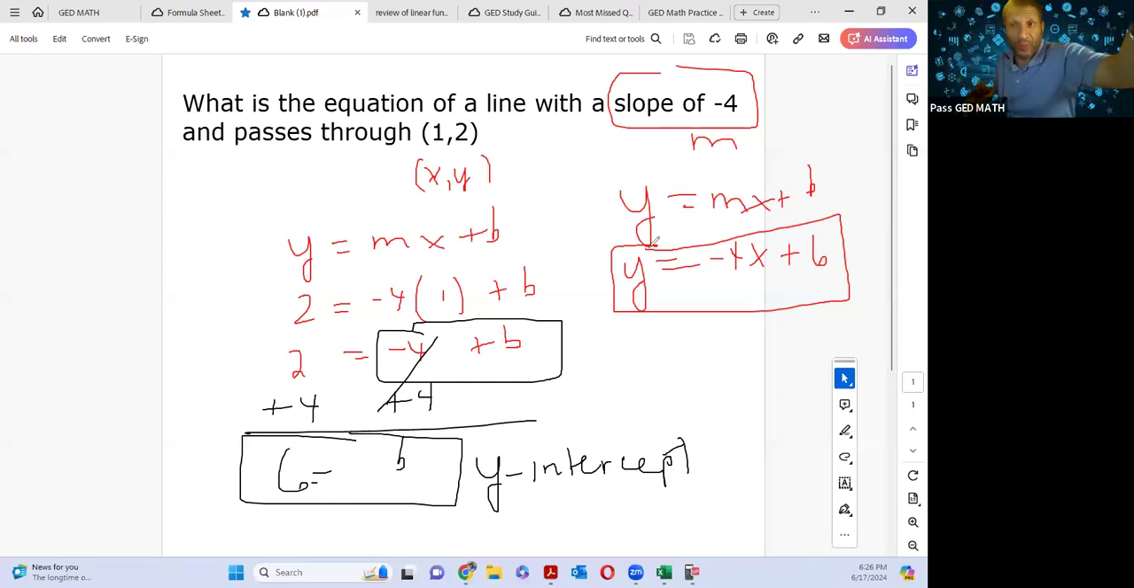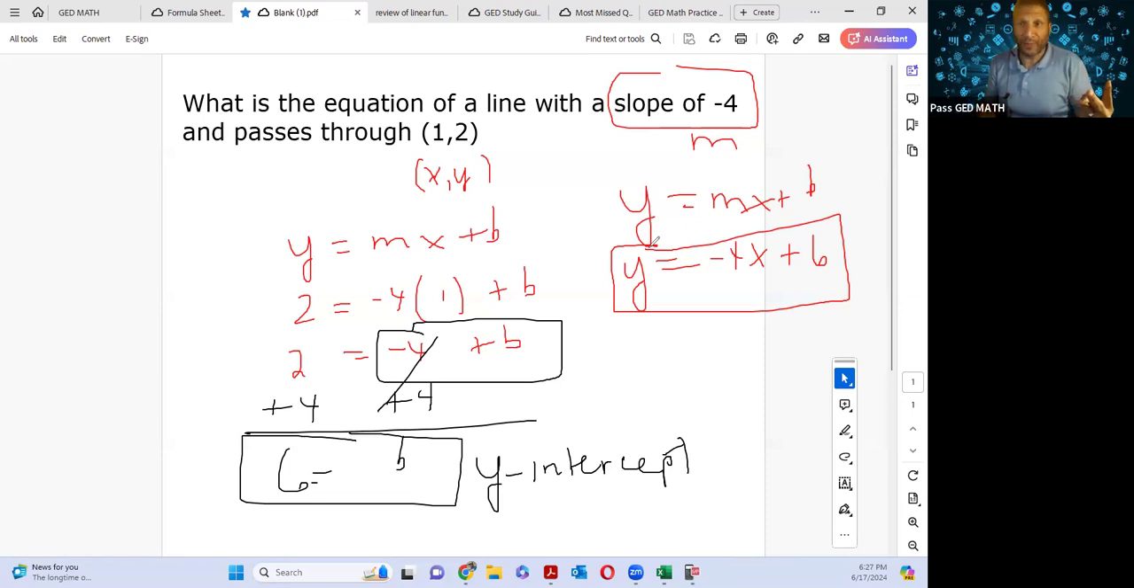I need the slope and I need the y-intercept. Since they gave you the slope already, you say, okay, I need the y-intercept. How do I get the y-intercept? I start with my slope-intercept form of the equation of a line, y equals mx plus b. We plug in all the items that they gave us.